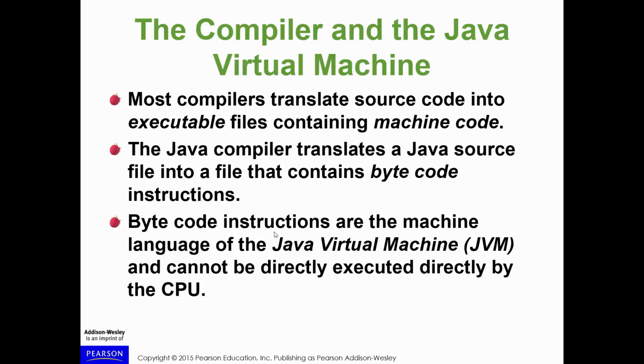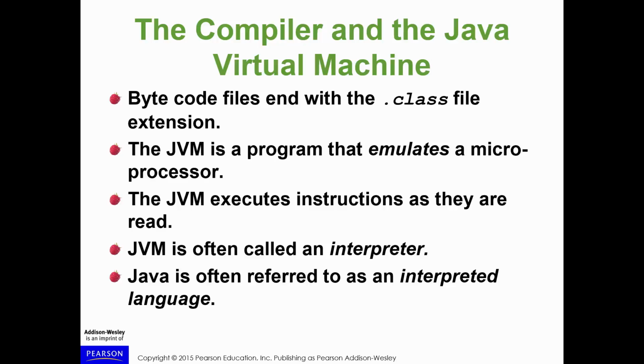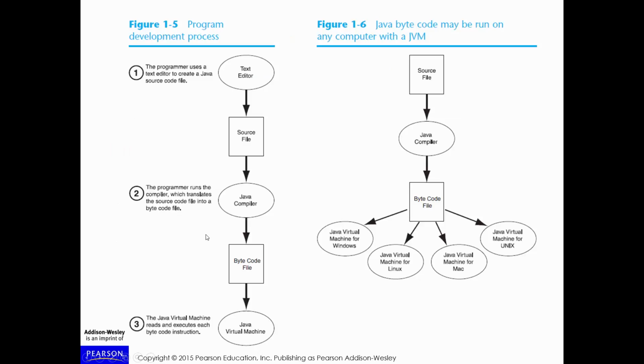Most compilers translate source code into executable files containing machine code. In Java, again, it's done a little bit differently. These bytecode classes that get created by Java have a .class extension. The JVM, as it says, executes instructions as they're read. Again, it's typically referred to as interpreted. Java is often referred to as an interpreted language. I don't like that because to me, it's compiled, then it's interpreted, and that's what it means.